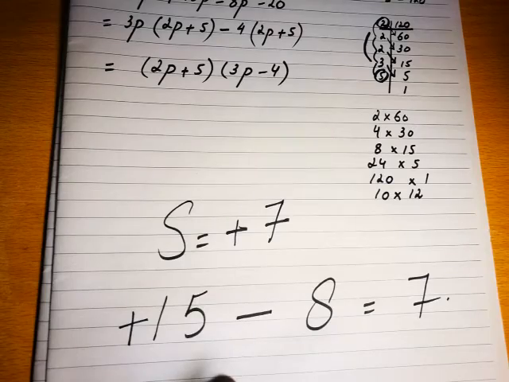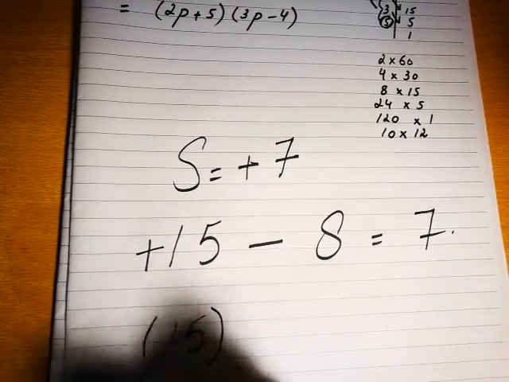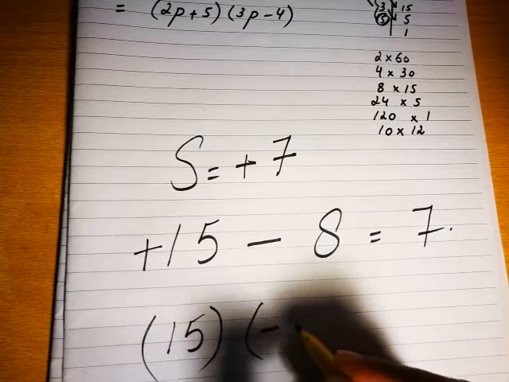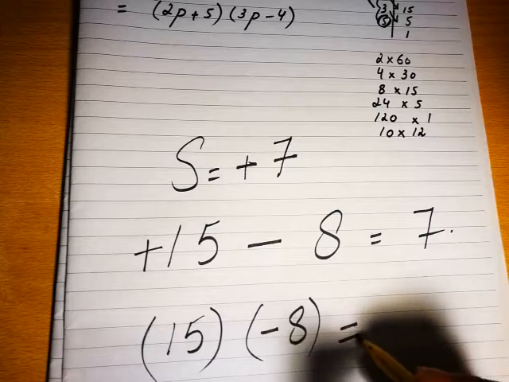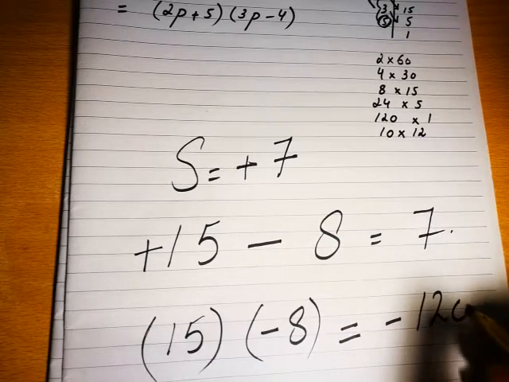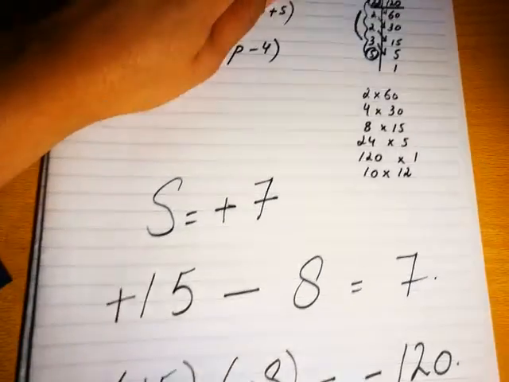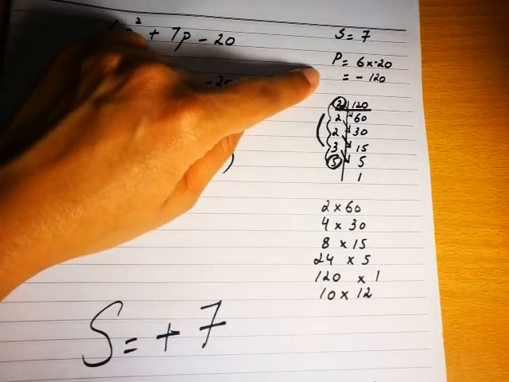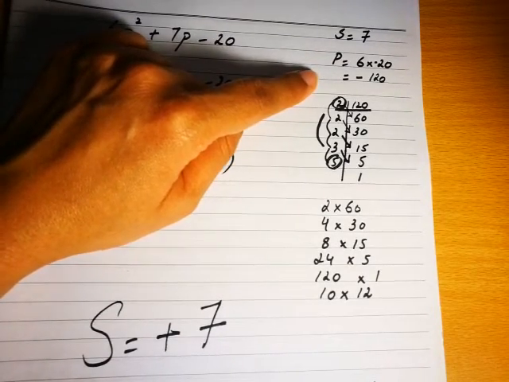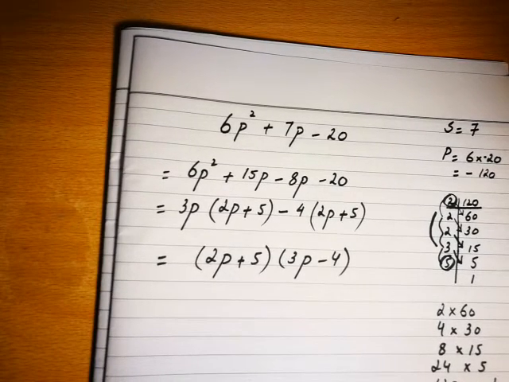Before I choose this, I'm going to multiply using the signs as well. This is positive 15 and this is minus 8. If I'm going to multiply these two numbers, I'm going to get minus 120. Now I'm going to check it. Is my S 7? Yes. Is my P negative 120? Yes. It means the two factors I'm going to use are plus 15 and minus 8.